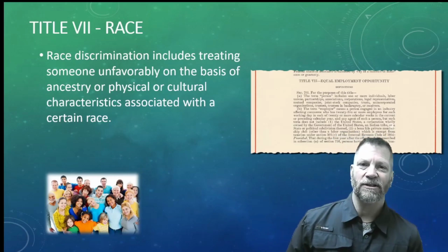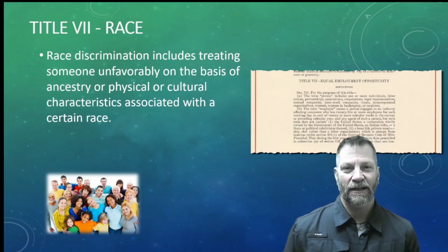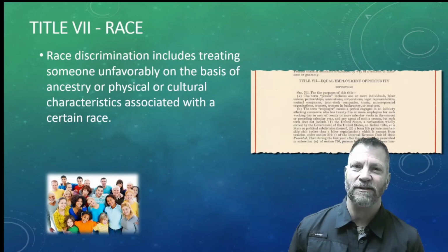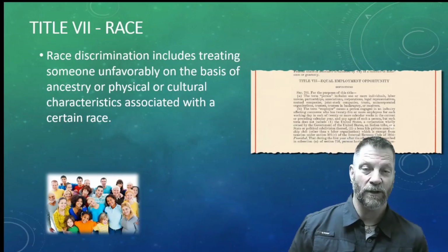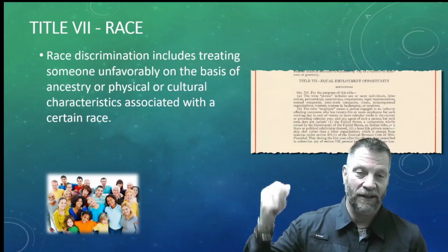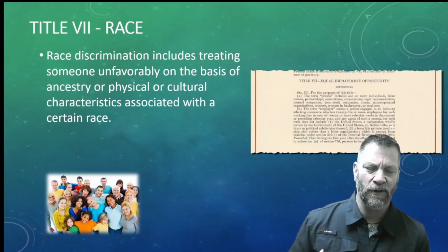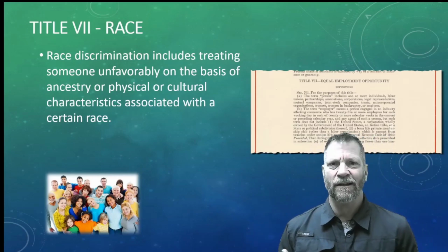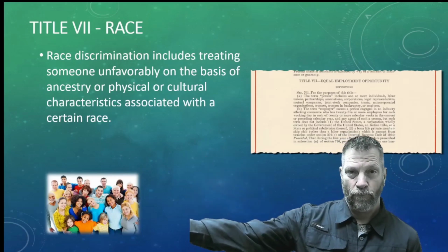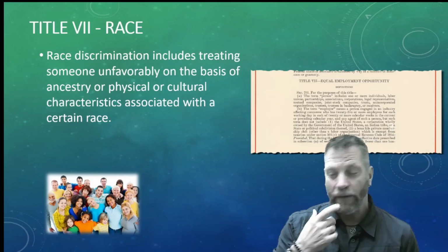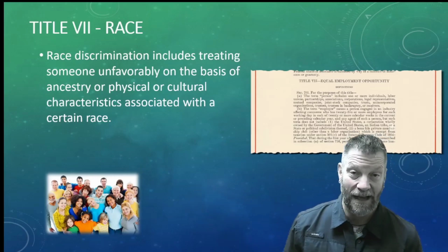So race discrimination is fairly simple to understand. It's discrimination that includes treating someone unfavorably on the basis of something that identifies them as a particular race, whether it's the shape of their eyes, the texture of their hair, the size and width of their nose, these different things that people can look at you and classify you as a particular race. Make sense? Okay, I'm not going to define race because there are probably 100 different definitions of race out there.